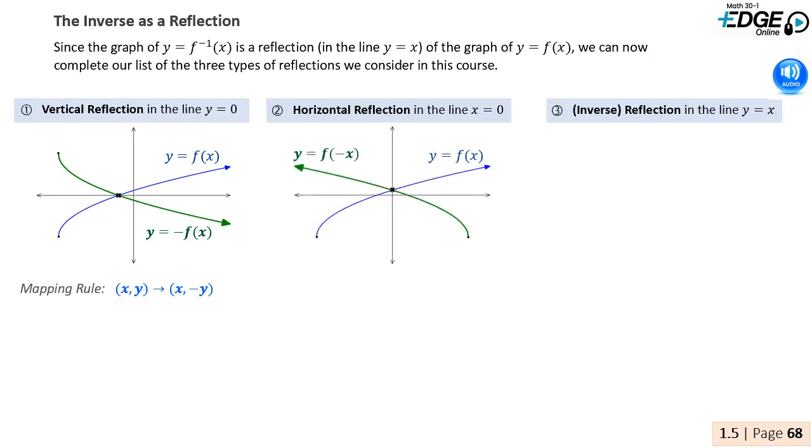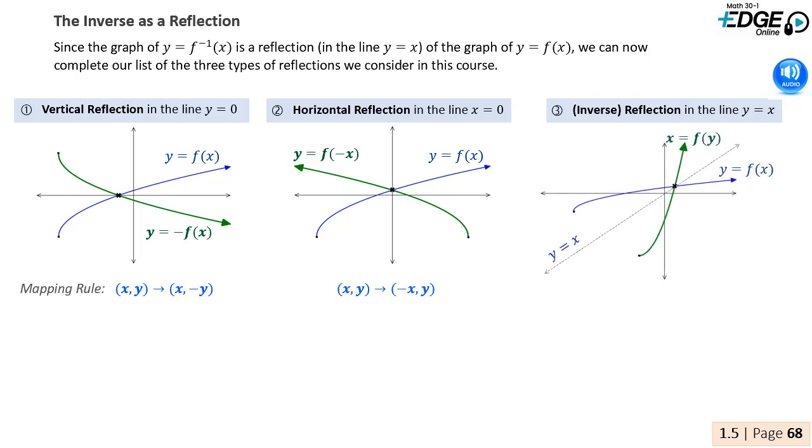Our second reflection was a horizontal reflection, or a reflection in the line x equals 0, or a reflection in the y-axis. This was the original function y equals f(x) becoming the transformed function y equals f(-x). The mapping rule of (x, y) becoming (-x, y) showed that each x coordinate was multiplied by negative 1. This meant that our invariant points were on the y-axis, which is to say our y-intercepts were the invariant points.